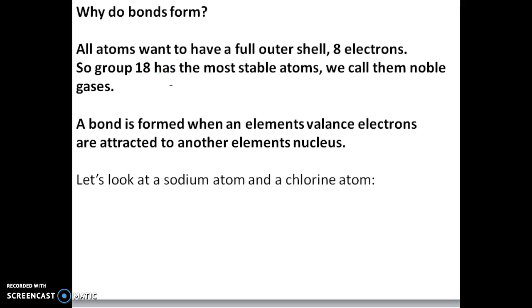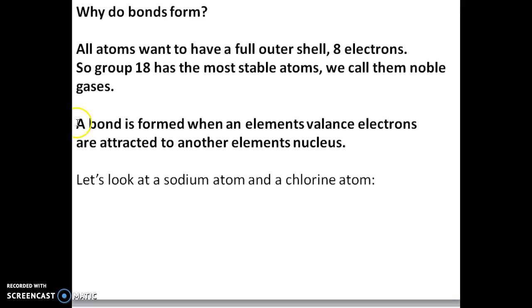But why, in fact, do bonds form? Well, reality is this. All atoms want to have a full outer shell, which is 8 electrons, which is what we learned in our last unit. Therefore, your group 18 atoms, as we know, are the most stable. We call them noble gases. A bond is formed when the element's valence electrons from one atom are attracted to another element's nucleus.